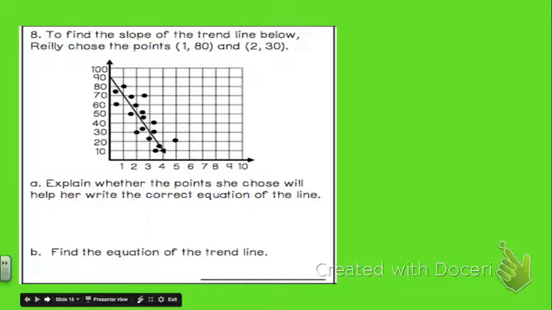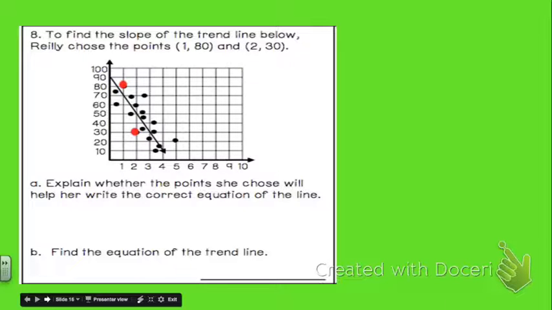Okay, so let's look at number 8. To find the slope of the trend line below, Riley chose the points 1 and 80 and 2 and 30. So A, explain whether the points she chose will help her write the correct equation of the line. So let's go ahead and plot, let's look at the points that she chose. So she chose 1 and 80, which is right here. And she chose 2 and 30, which is right here.